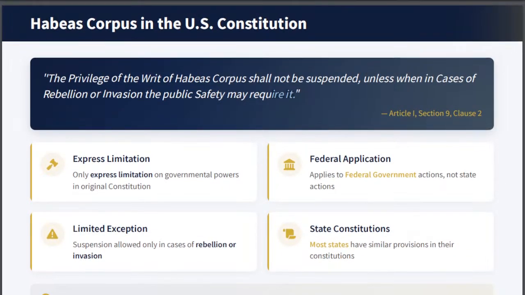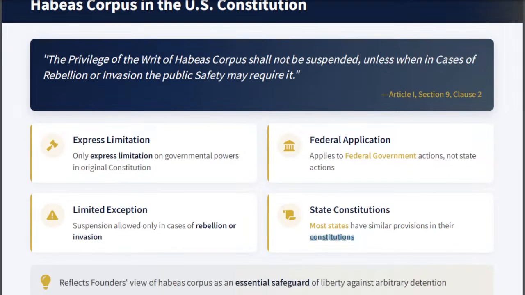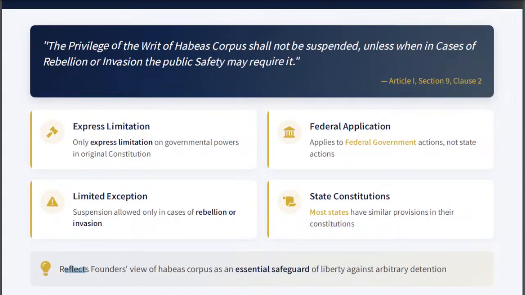So we have here the express limitation. It is the only express limitation on governmental powers in the original Constitution. There's a federal application that applies to federal government actions, not state actions. There are limited exceptions: suspension is allowed only in cases of rebellion or invasion. And state constitutions: most states have similar provisions in their constitutions. It reflects the founders' view of habeas corpus as an essential safeguard of liberty against arbitrary detention.